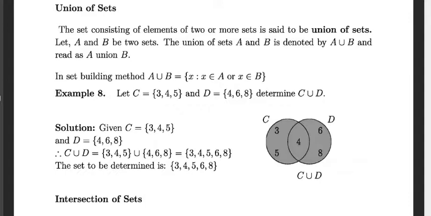Union of sets. The set consisting of elements of two or more sets is said to be the union of sets. Let A and B be two sets. Their union is denoted by A union B and read as A union B. In set-builder form, A union B equals {x : x is an element of A or x is an element of B}.